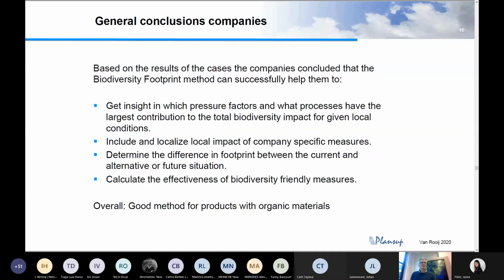Coming. Okay, general conclusions for the companies. First of all, the footprint helped give them insight into which practices and processes had the largest contribution. That was quite positive. It gives a localization that was considered very important: where is it actually having impact? Between the current and future alternative situation, and also the effectiveness of their own measures. So overall, it was concluded that especially for organic materials, this way was quite positive. Next slide, please.